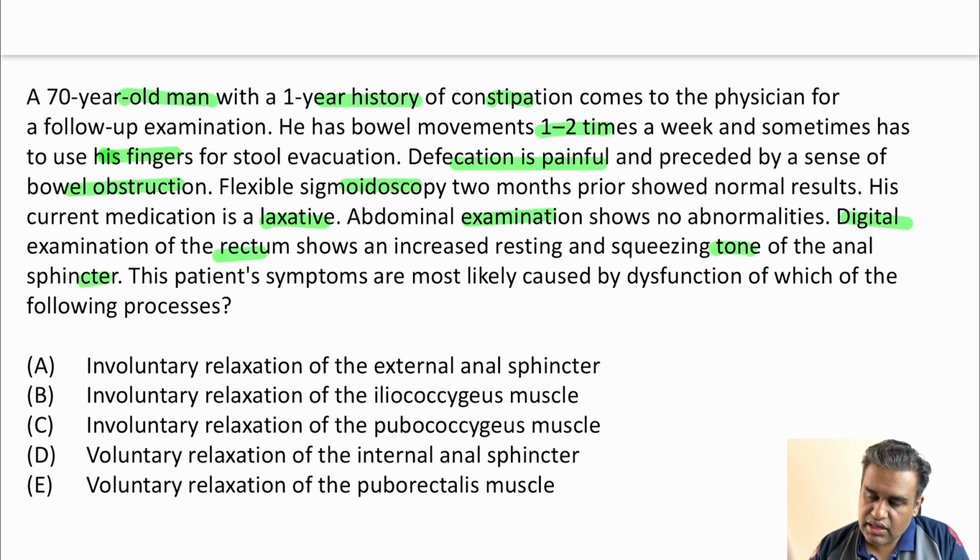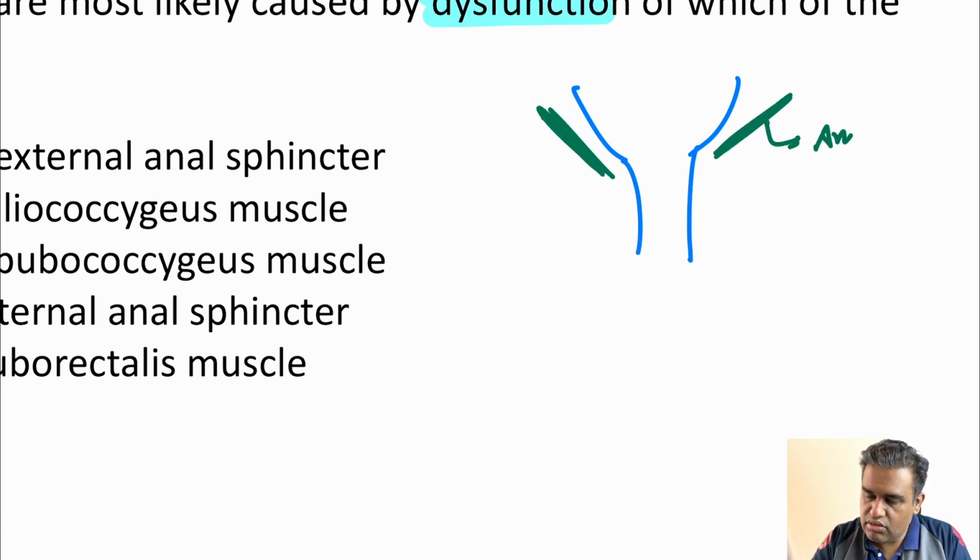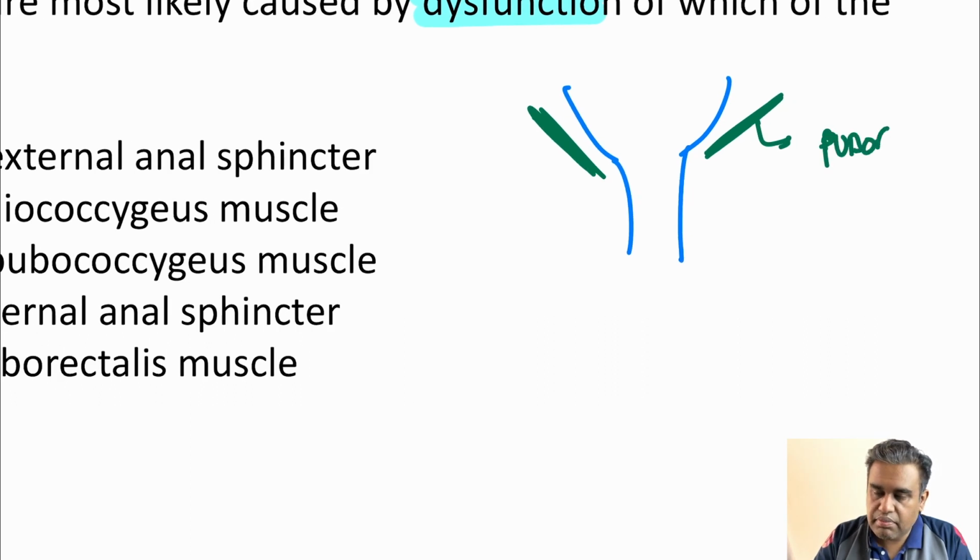This patient's symptoms are most likely caused by dysfunction of which of the following processes? So now we know that there is some problem in the tonicity of the muscle, the sphincter. So we should know about the anatomy. Suppose this is the rectum, and that is the anal canal. Here you have the levator ani, or a better name, the puborectalis, right? It is a part of the levator ani, or part of the pubococcygeus muscle. It forms a puborectalis sling.